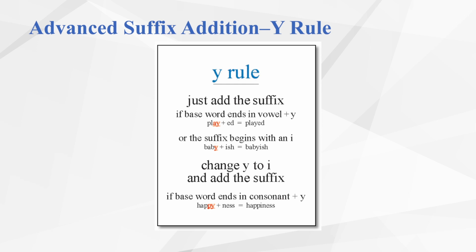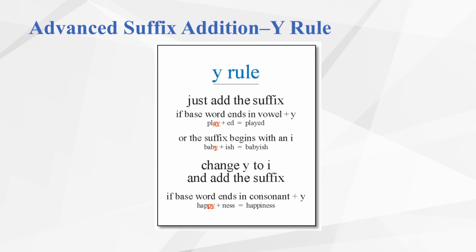If not, bringing us to point 3, we change the Y to I and add the suffix, as in the word HAPPY. Change the Y to I. Add the suffix NESS. So our word is happiness.